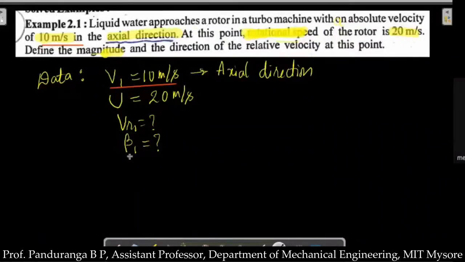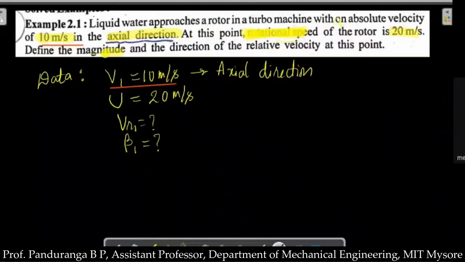So if the angle is given with respect to the fluid entry and exit, then it is alpha. If it is given with respect to the blade, if they specify it as the blade angle, then it is beta 1 and 2. At inlet it is 1 and at outlet it is 2. Now let us try to construct the velocity triangle for this case.